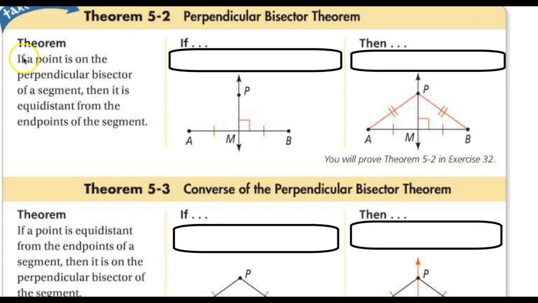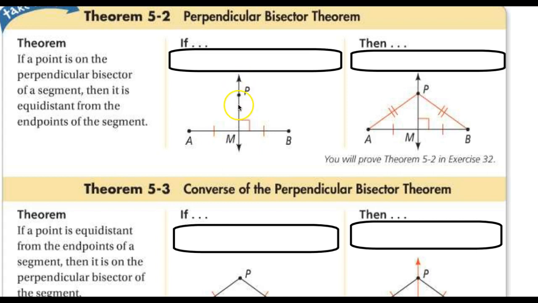So theorem 5-2 here, read it with me. It says, if a point is on the perpendicular bisector of a segment, then it is equidistant from the endpoints of the segment. I want you to think about what a few of these key vocab words are, like perpendicular. We've had that before. Remember, it's when two lines intersect at a right angle. What does bisector mean? Bisector means it's cutting a line segment into two congruent parts.